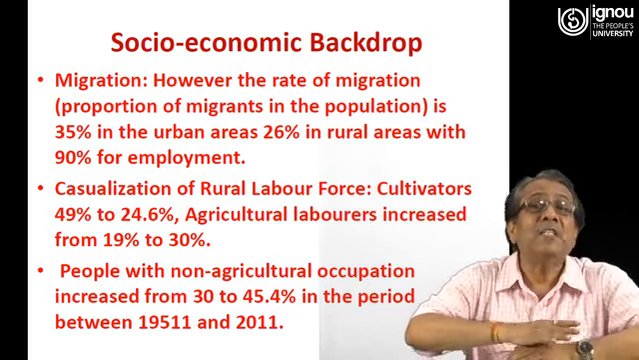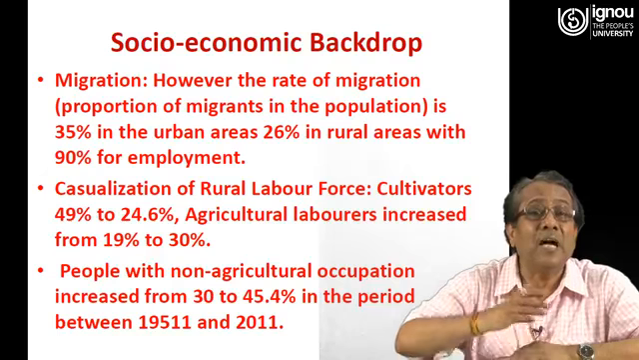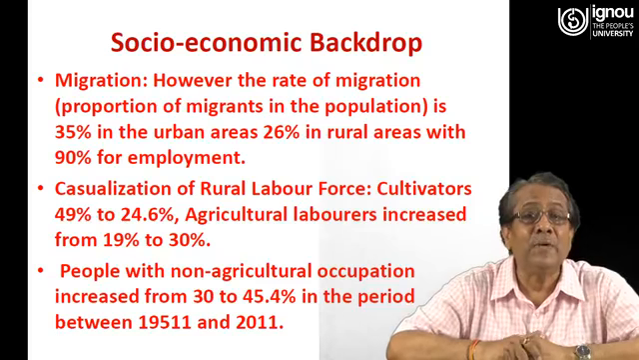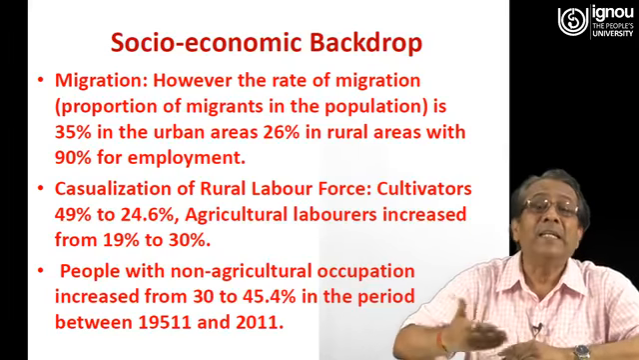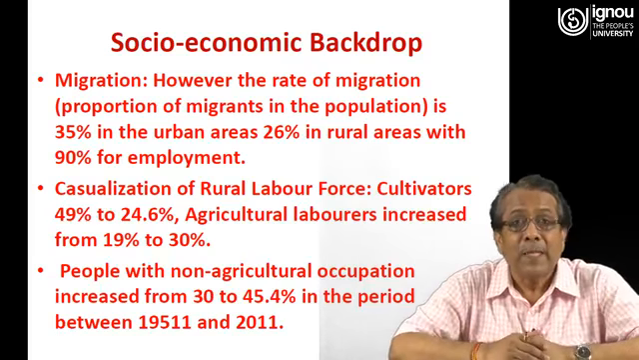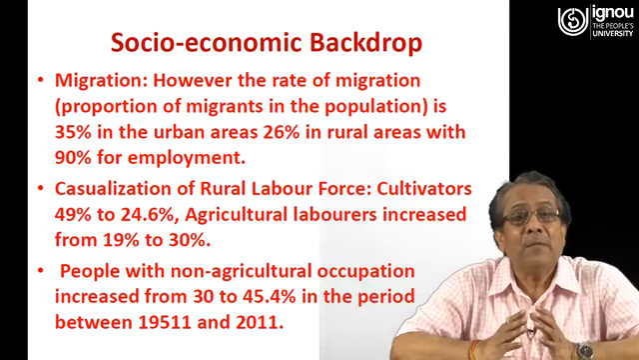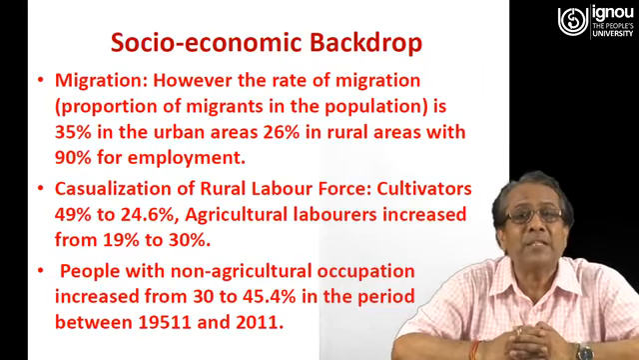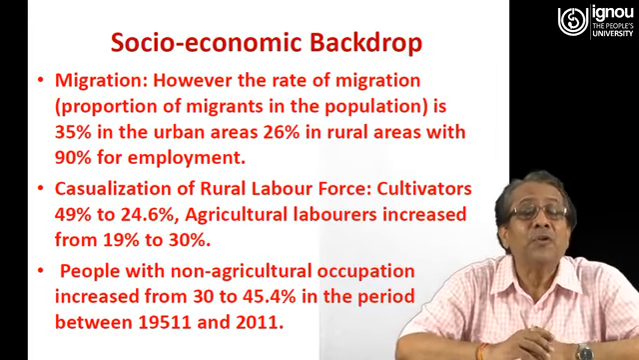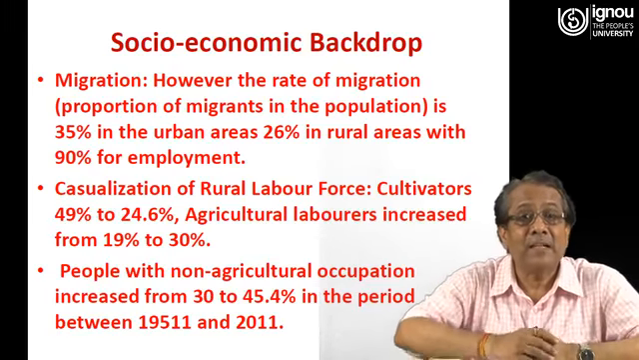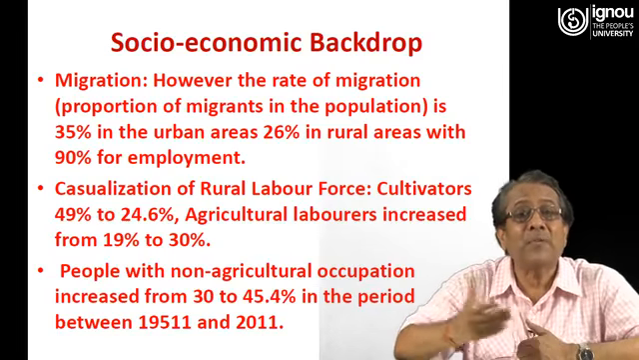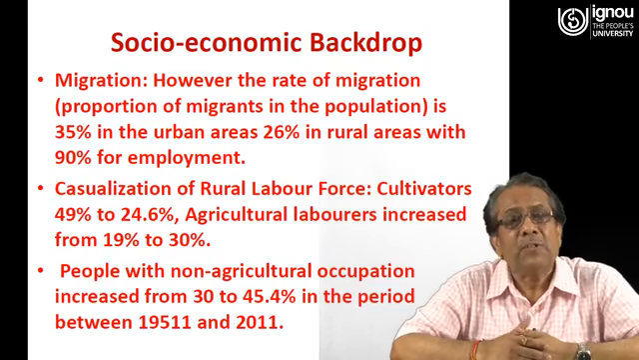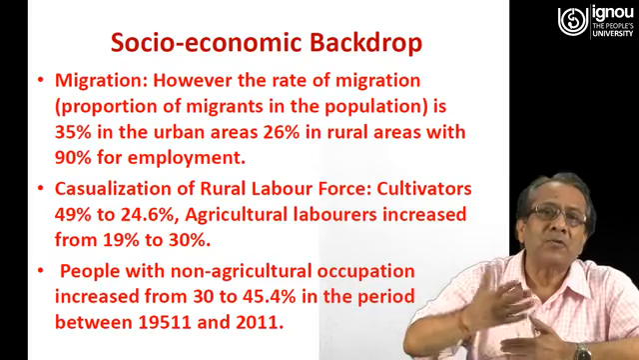So what we find is saturation of the rural economy, increasing unemployment and casualization of the labor force. The casualization of the labor force also takes place in terms of an increasing number of agricultural laborers and a decreasing number of cultivators. In 1981, more than 49% of the people engaged in rural agricultural activities were cultivators. Now they have declined to 24.6%. Agricultural laborers were only 19%, and now their proportion has increased to 30%. So casualization of the rural labor force has been another phenomenon.